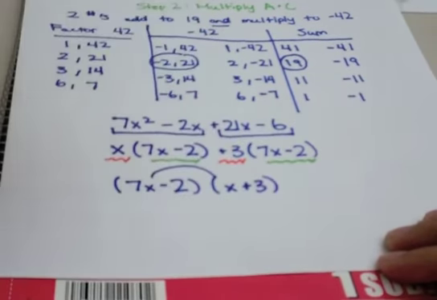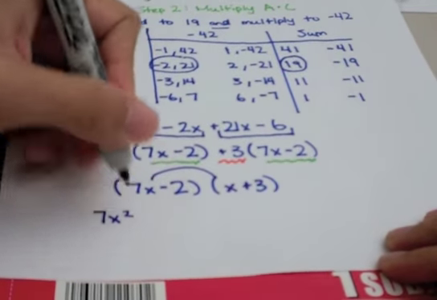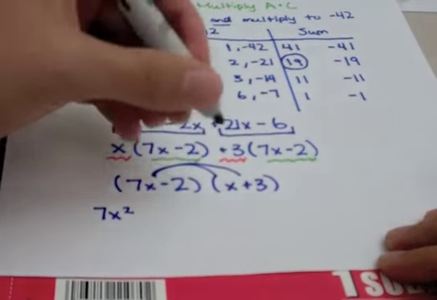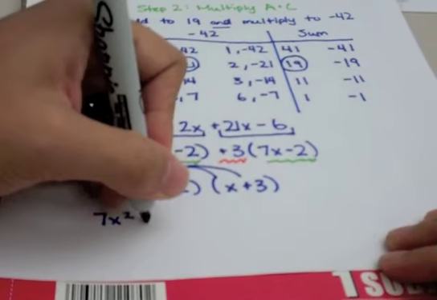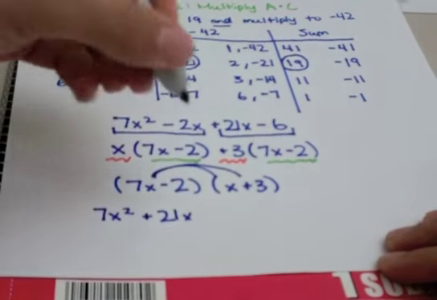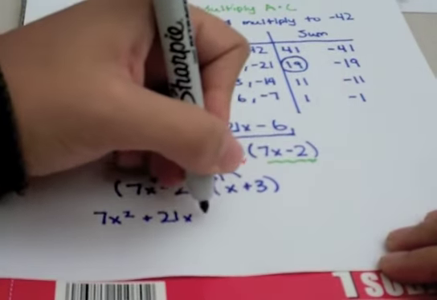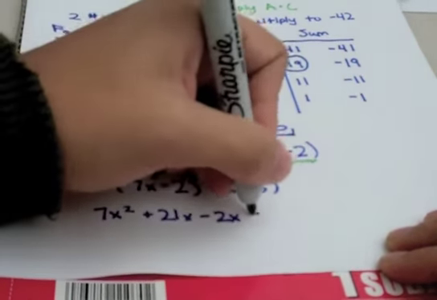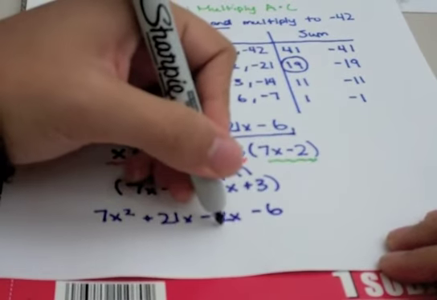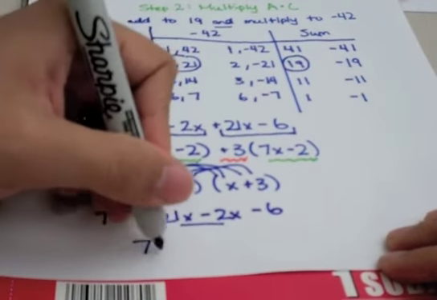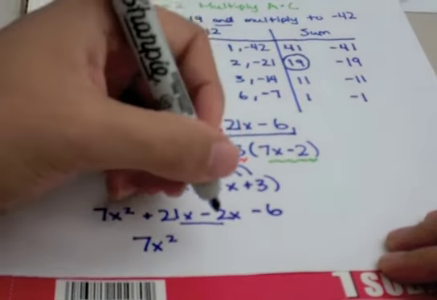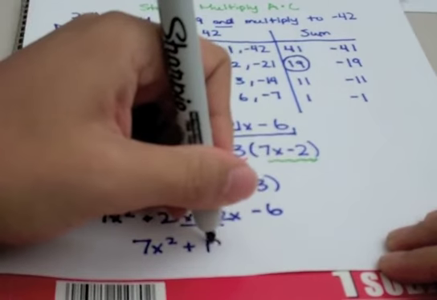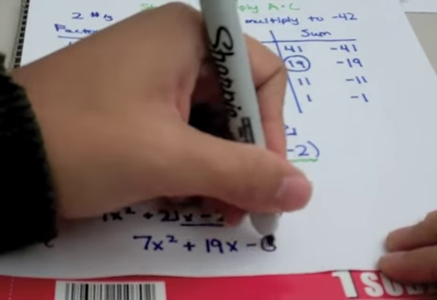So 7x times x is going to give us 7x squared. Outside, 7x times 3 is going to be plus 21x. Inside, negative 2 times x is going to be minus 2x. And last is going to be negative 2 times 3, which is negative 6. Combine our like terms, so we'll have 7x squared plus 21x minus 2x is 19x minus 6.